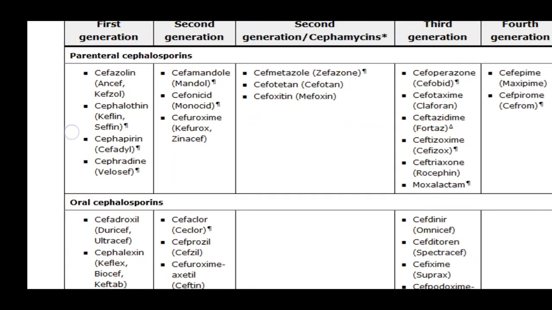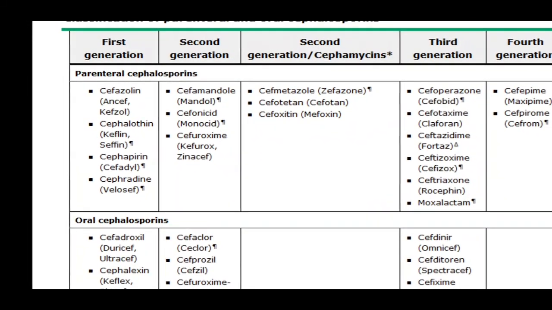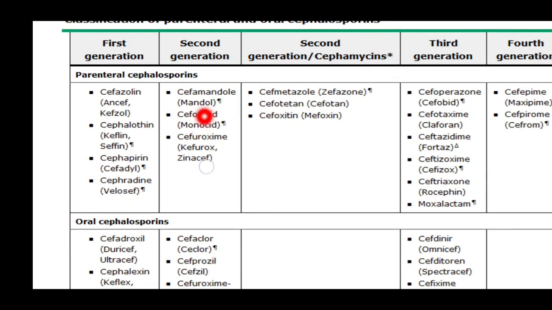The second generation consists of cefuroxime, which is available as injection and tablet, cefaclor, which is a tablet, and there are various other drugs coming under second generation cephalosporins. Compared to first generation cephalosporin, it has less activity against Staphylococcus species but greater activity towards gram-negative bacilli. Now let's move on to third generation cephalosporin.